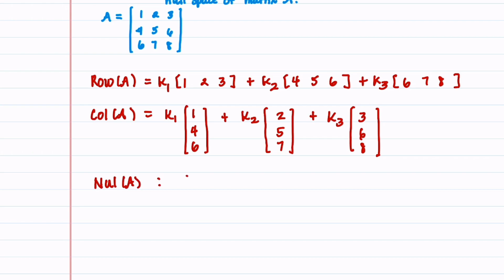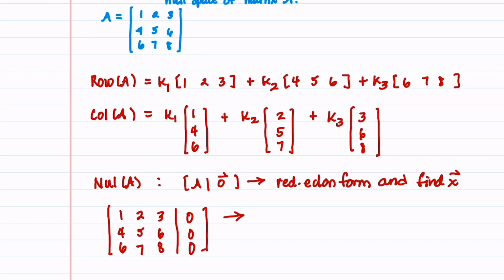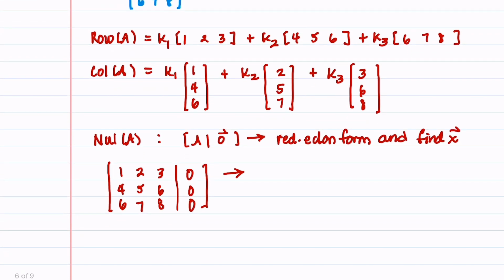So what we're going to have to do is take our matrix A, augment it with 0, and place this matrix in reduced echelon form, and find X. Our matrix looks like this. We'll augment it with 0. And then I'm going to skip all the steps, and we're going to put it in reduced echelon form. And that looks like this.